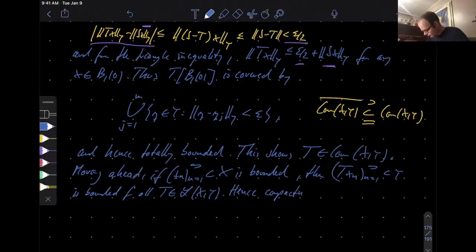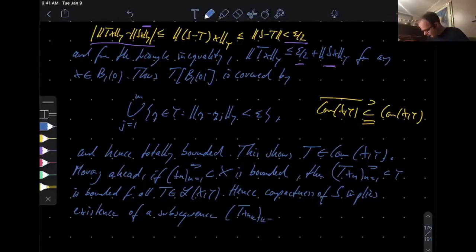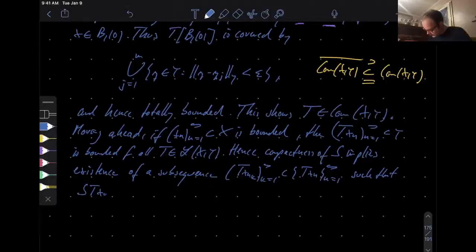Hence compactness of S implies existence, because that Txn will be acting on S, of a subsequence, call it Txnk, k the running index, a subsequence of the Txn, such that S Txnk, k from 1 to infinity, which is, by construction, a subsequence of this guy here, is convergent.